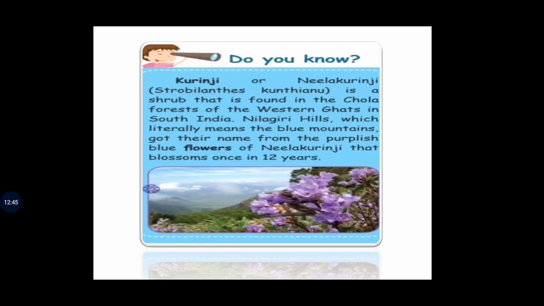Dear students, do you know Kurunji or Neelang Kurunji is a shrub that is found in the Chola forest of the Western Ghats in South India. Nilgiri Hills, which literally means the blue mountains, got their name from the purple blue flowers of Neelang Kurunji that blossoms once in 12 years. So, name the flower which blossoms once in 12 years. That is Kurunji flower. What flower is it? Kurunji flower.